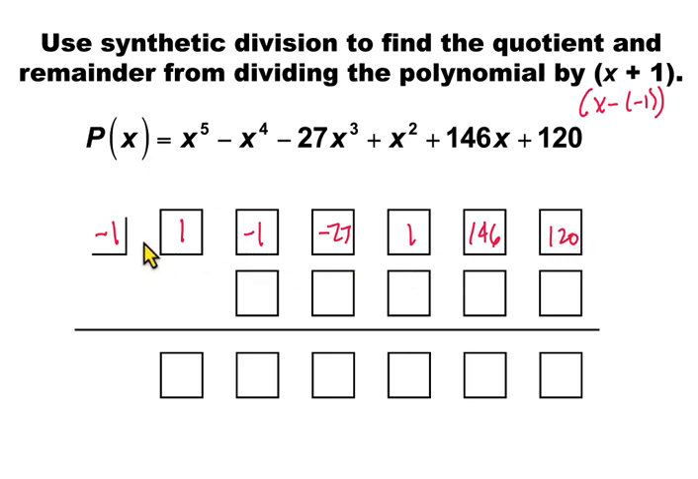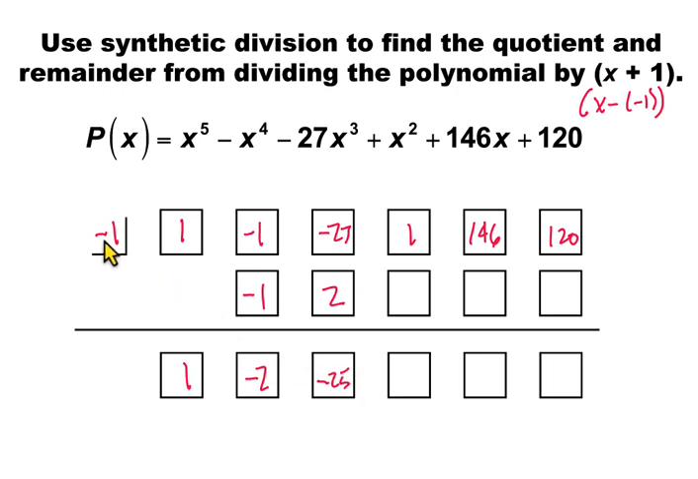Start by dropping the first term here, then multiplying by negative 1 and putting the product here. So negative 1 times 1 is negative 1. Then you add these two terms, so negative 1 plus negative 1 is negative 2. Continue multiplying by this term, so negative 1 times negative 2 is a positive 2, and it goes here. Negative 27 plus 2 is negative 25.